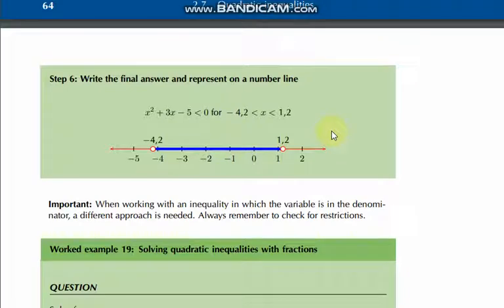Guys, I want you to notice what's happening at minus 4.2, right, and 1.2. Do you see that over there we have circles that are not blue, right? It's because we're just looking at where it's less than 0, not where it's less than or equal to 0. So you leave those circles open there, right?